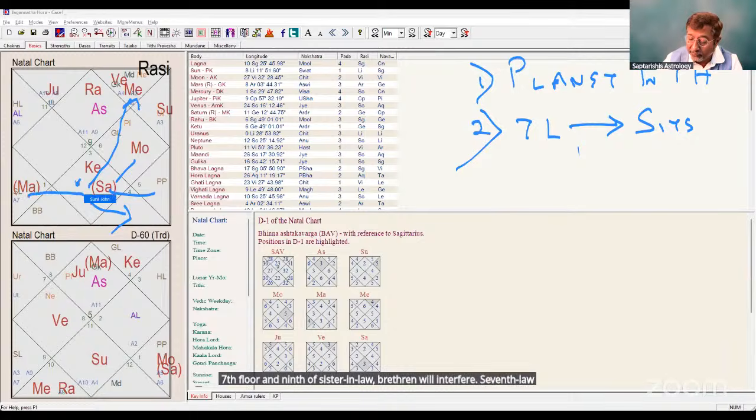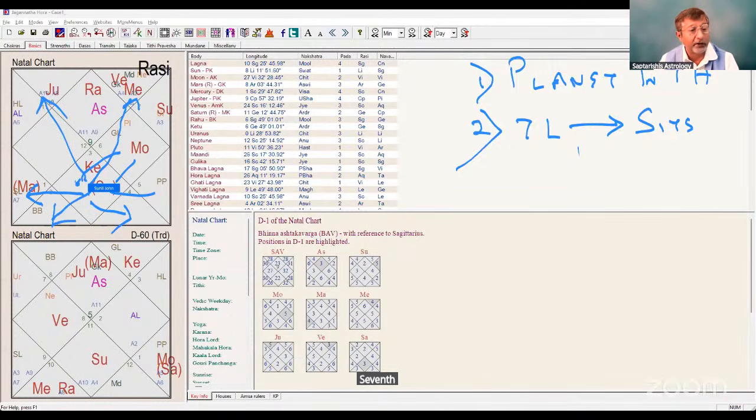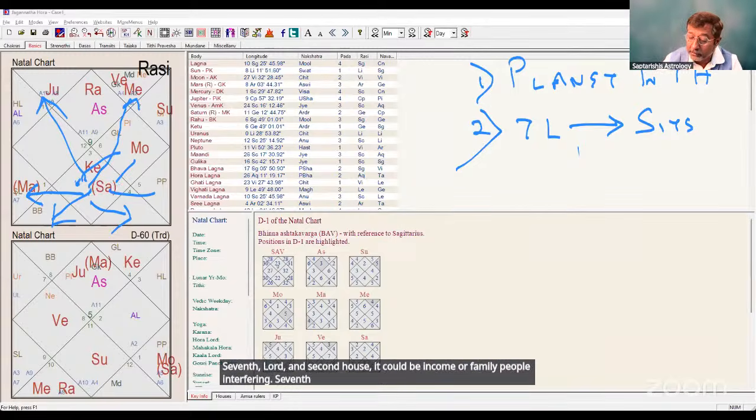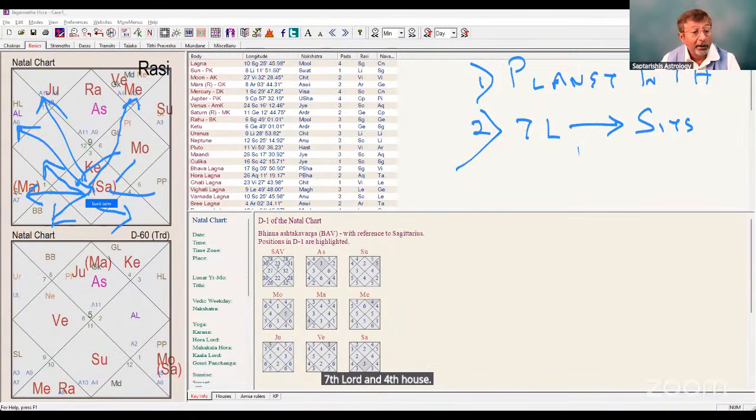Seventh lord in the 5th house, your love affair or children will interfere in the happiness of your marriage. Seventh lord in the 10th house, your career. Seventh lord in the 6th house, your extramarital affair or job will interfere. Seventh lord in the second house, it could be income or family people interfering. Seventh lord in the third house, siblings or your travels can interfere, your phone calls can interfere in your marriage. Seventh lord in the fourth house, having a house, a property can interfere or infidelity can interfere.